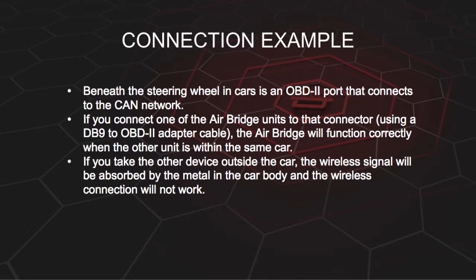Let's look at a connection example. Beneath the steering wheel in cars is an OBD2 port that connects to the CAN network. If you connect one of the AirBridge units to that connector, using a DB9 to OBD2 adapter cable for example, the AirBridge will function correctly when the other unit is within the same car. If you take the other device outside the car, the wireless signal will be absorbed by the metal in the car body and the wireless connection may not work.